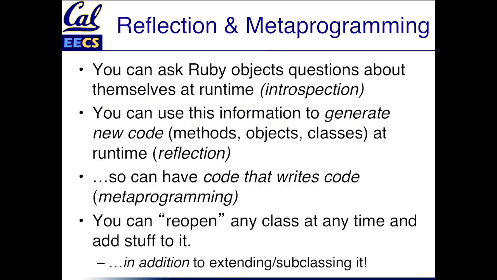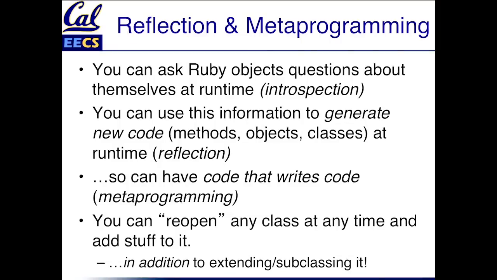So what does this mean? Reflection and metaprogramming are not just these fancy big concepts, right? You can ask Ruby objects questions about themselves at runtime. For example, method_missing gets to look at the name of the method that would have been called and the arguments that that method would have received. We can use that information to generate new code at runtime. That's exactly what attr_accessor is doing, right? It is creating on the fly getters and setters for instance variables, which means you can have code that writes code. And as we just saw, you can reopen any class, whether it's your own or whether it's one of Ruby's built-in classes, at any time, and you can add stuff to it, or you can modify what it does.